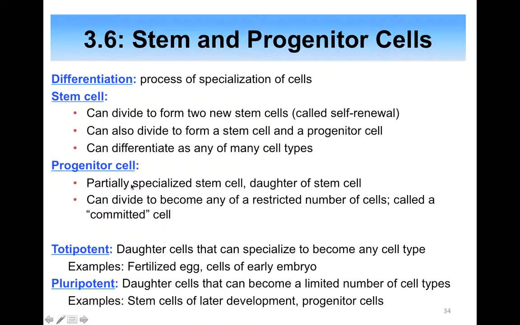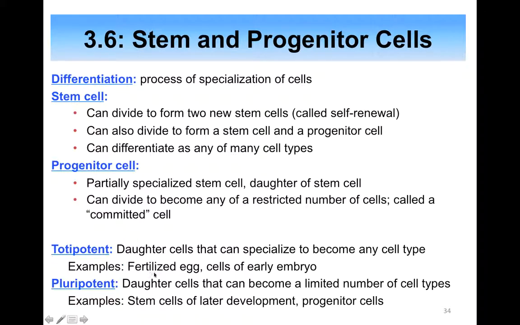Progenitor cells, though, are limited in what they can become. They're partially specialized stem cells. Progenitor cells come from stem cells, but they're really restricted in what they can become. Progenitor cells are quite often called committed cells. Totipotent daughter cells can specialize to become any cell type.